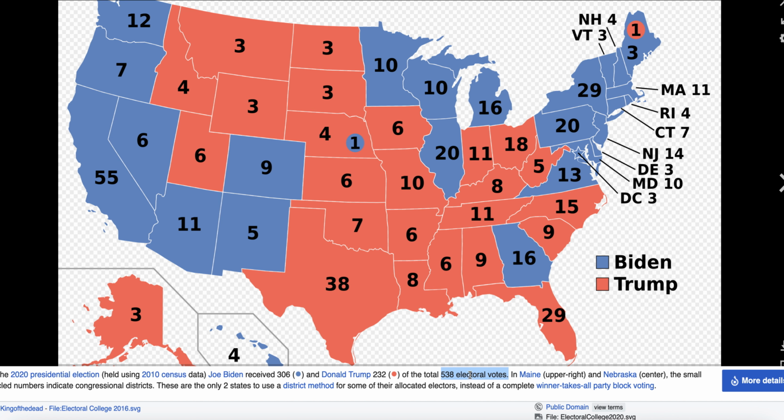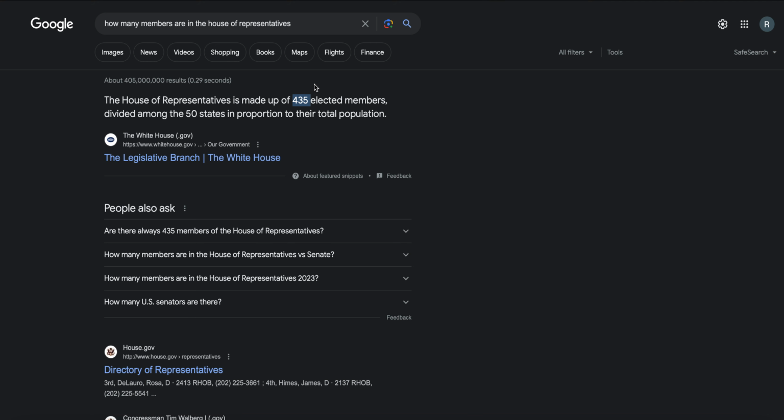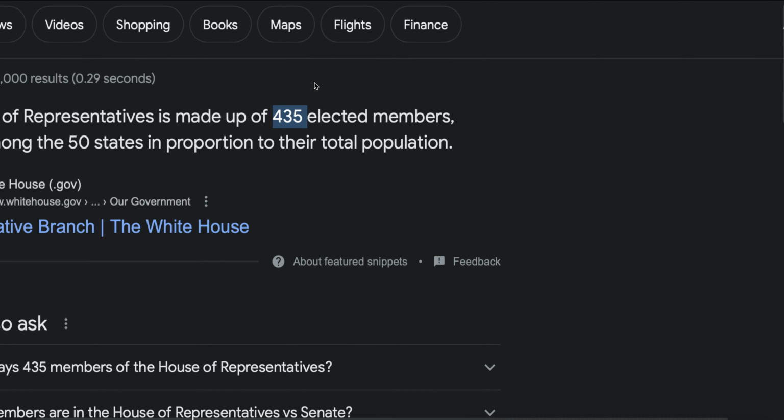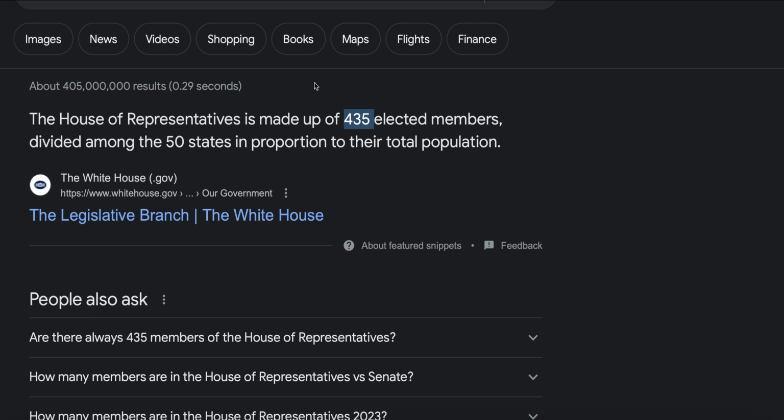However, this 538 electoral votes, I argue, should be at least 5,538. But here's the reason why it's only 538. The House of Representatives is our largest representative body in our representative republic, or what's supposed to be a representative republic, and it only has 435 members. Then 100 in the Senate makes 535, and then 3 for Washington, D.C., who shouldn't get any, and that's where our 538 electoral votes comes from.